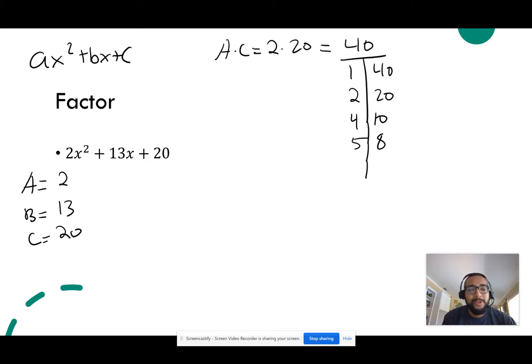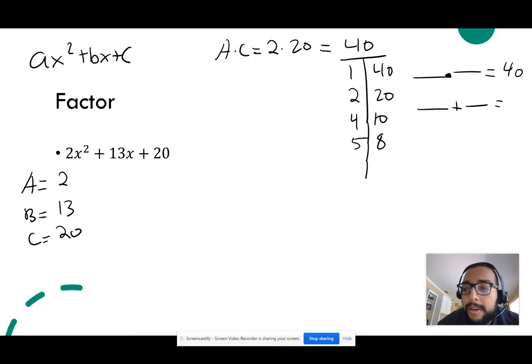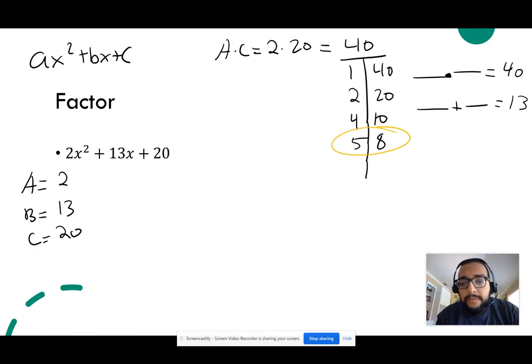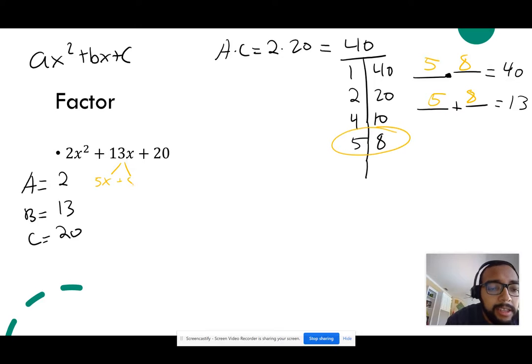So two numbers that multiply to be 40. That's not too bad. 1 and 40, 2 and 20, 4 and 10, 5 and 8. And that's it. For some reason, I was hesitating, thinking, is there more? But there isn't. Now I'm looking for two numbers that when you multiply, get you 40, and when you add them, get you 13. 13 is your B value. So within those 4 pairs, our pair that's going to help us out here is 5 and 8. So instead of saying 13x, I can now say 5x plus 8x, because 5x plus 8x is the same thing as 13x.